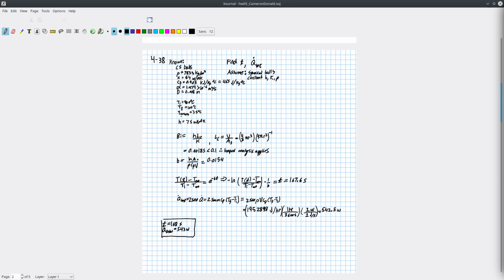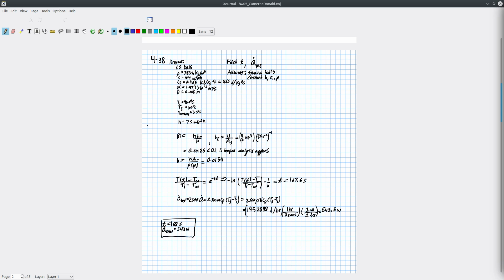For 438, we have 2,500 carbon steel balls with given properties being annealed in an oven at a certain temperature. Here we're trying to find the time it's going to take for them to cool down after leaving the oven, and then find the total heat transfer for a certain number of balls, 2,500 of them.